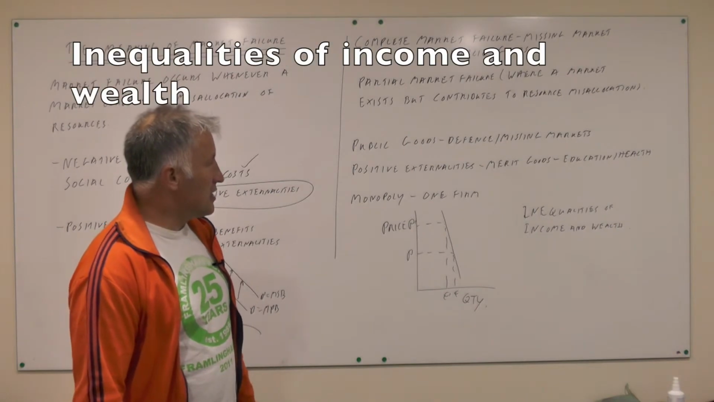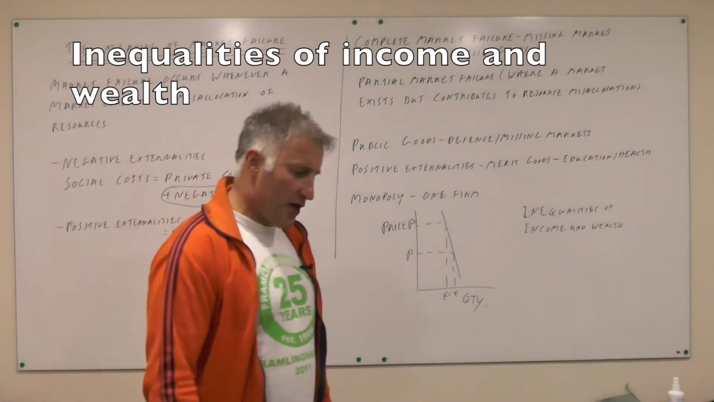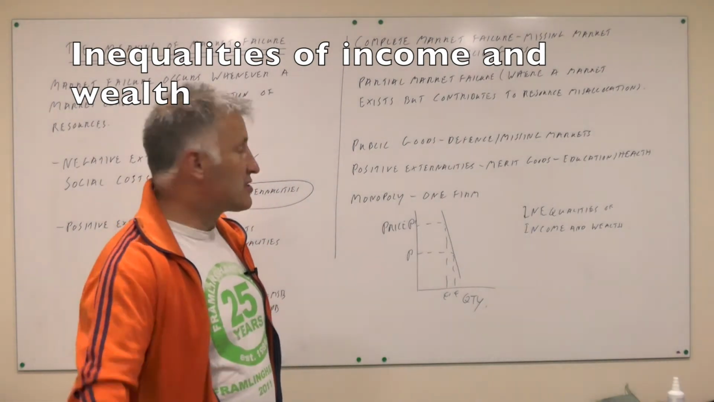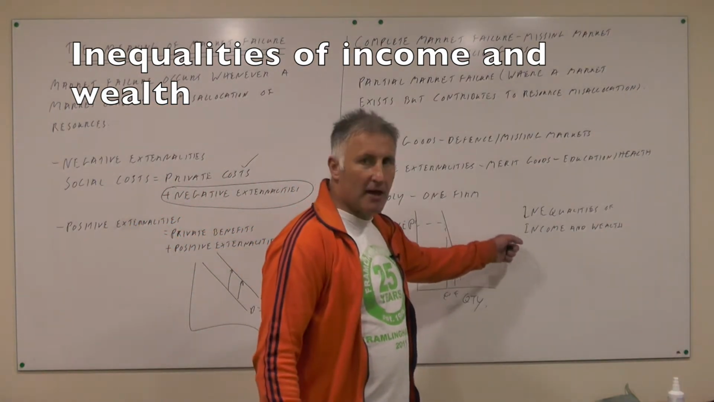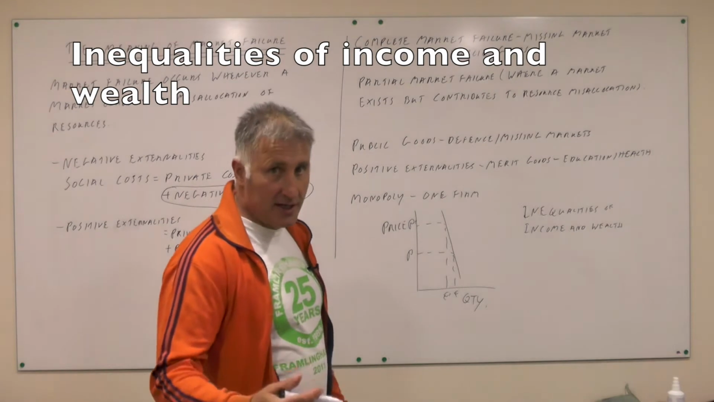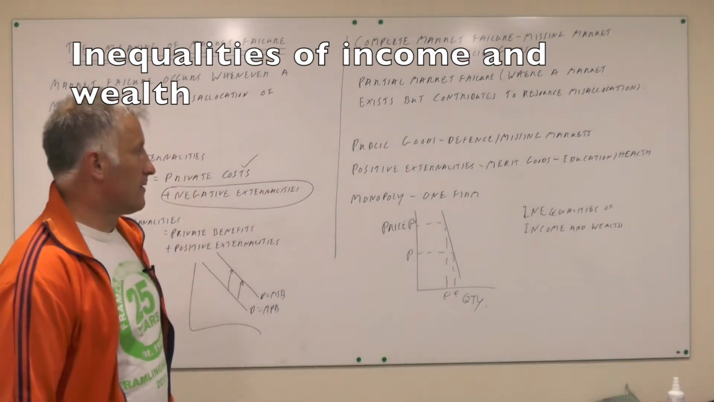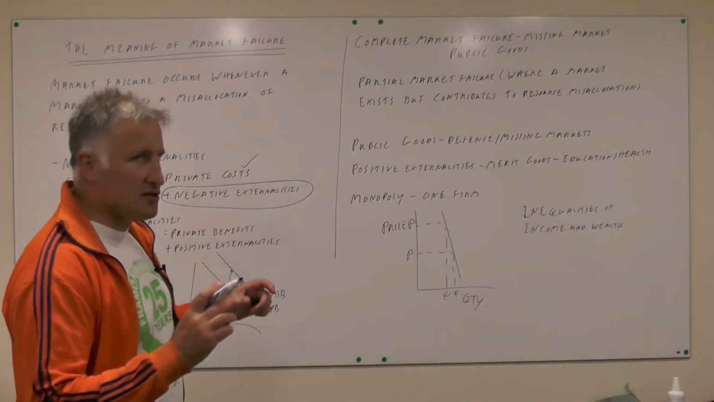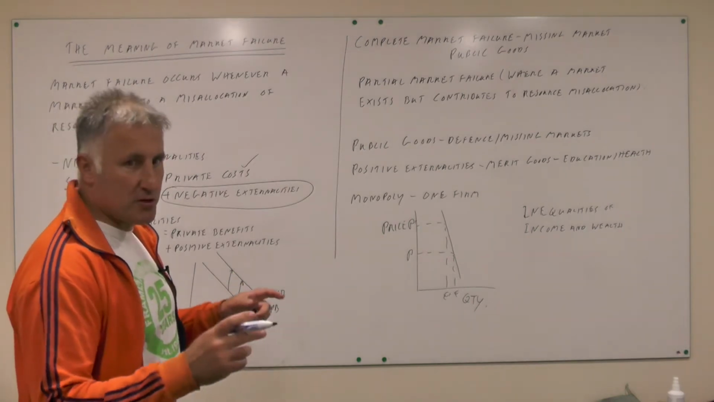And lastly, inequalities of income and wealth. If you don't get a lot of income, then you have fewer votes in a price mechanism, free market type system. So that also will lead to market failure, because you can't buy the goods that are needed to have a reasonable standard of living. So all of these things are failures of the market system. So therefore, the government must intervene.